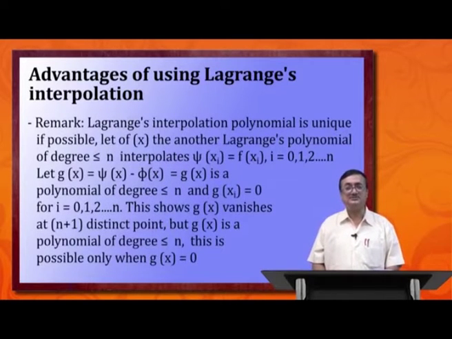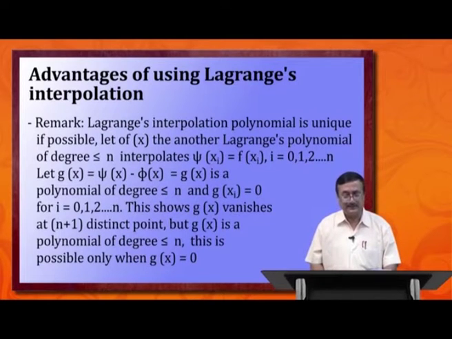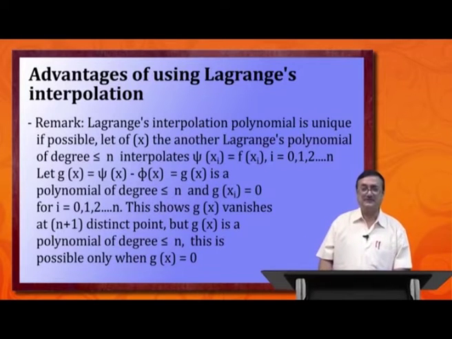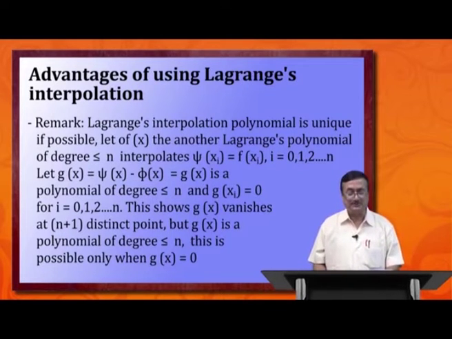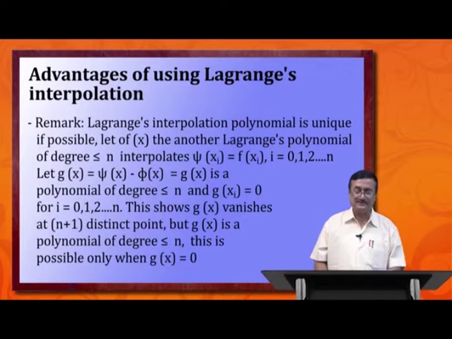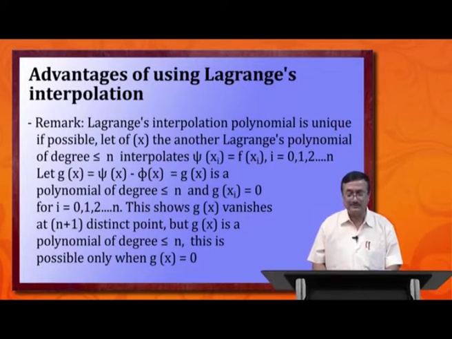Lagrange's interpolation formula is also unique in nature, because if we consider that there is another function, say psi(x), which is another Lagrangian polynomial whose degree is less than or equal to n, that also interpolates f(xi) at the same arguments. Then we call g(x) equal to psi(x) minus phi(x), which implies that g(x) is a polynomial of degree less than or equal to n, and g(xi) is equal to 0 for i equal to 0 to n. That is, g(x) is a function of degree less than or equal to n, but it vanishes at the n plus 1 distinct points.